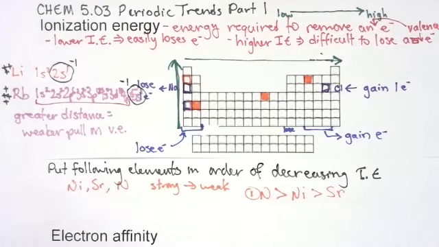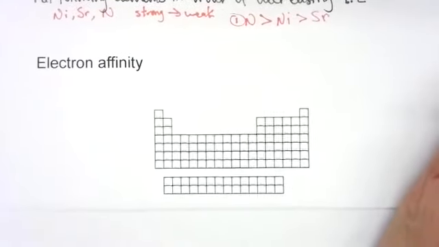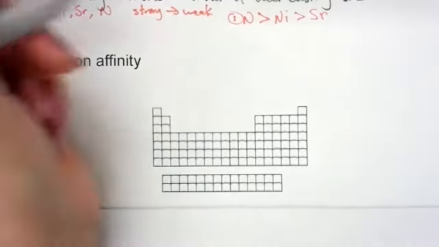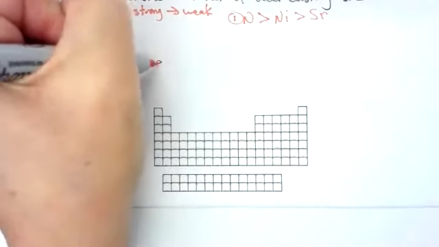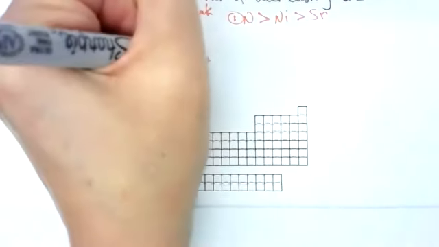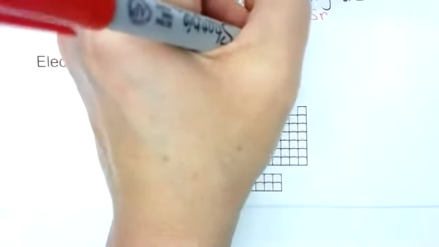Now, we have a second trend I want to talk about in this video, but luckily, it's not going to take nearly as long. So I'm going to pull my camera down. The next one I want to talk about is electron affinity. And the reason it's not going to take us as long to talk about this, I'll explain. The definition is the energy that's released. Electron affinity is the energy released when an electron is added.